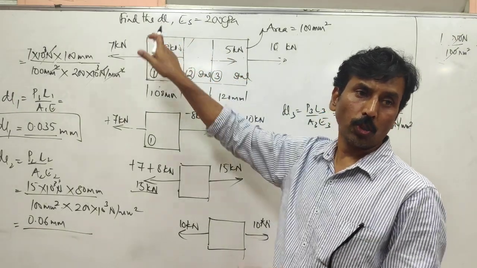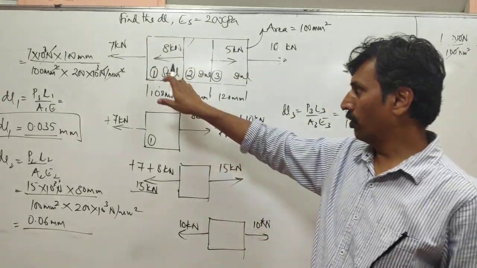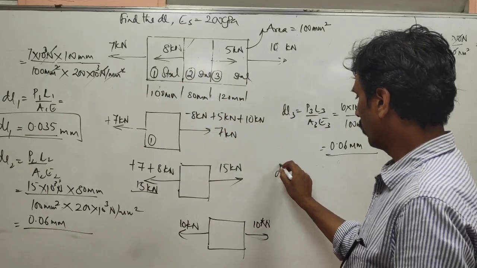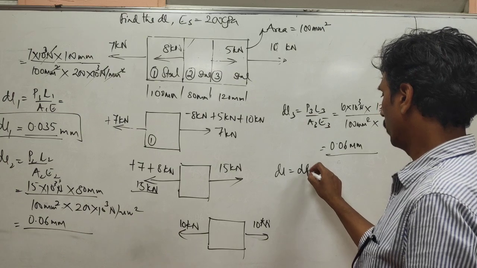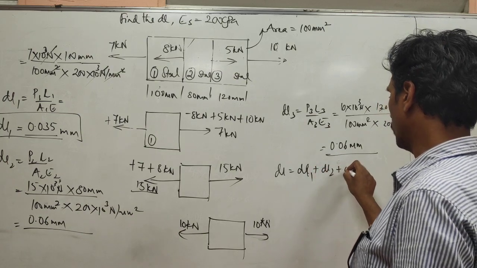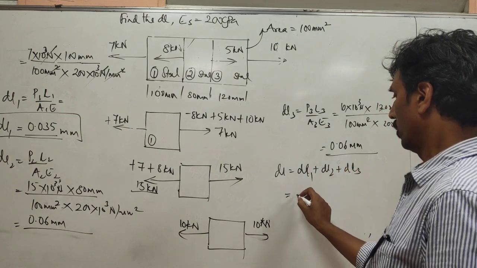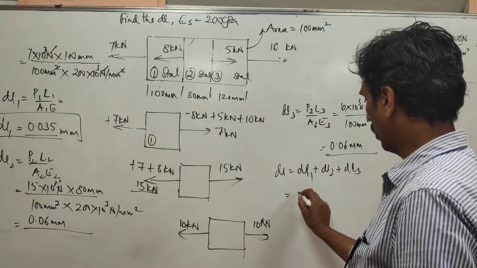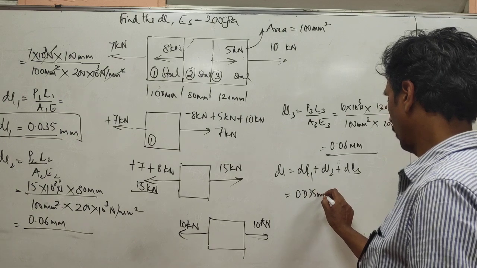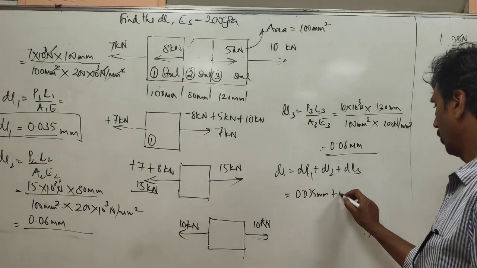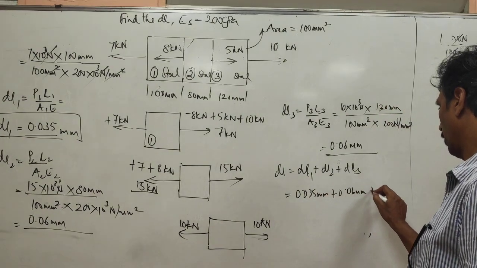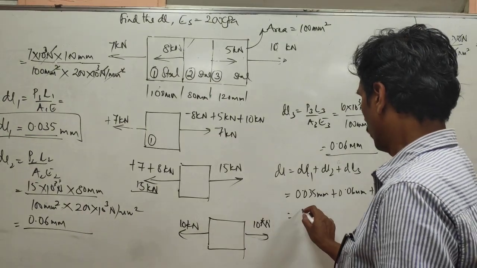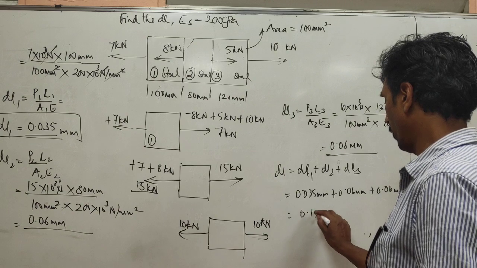So DL refers to total deformation, which is the sum of deformation of each of these parts. So DL is equal to DL1 plus DL2 plus DL3. So you add up all this. So first is actually 0.035 plus 0.06 plus 0.06, that is 0.155.